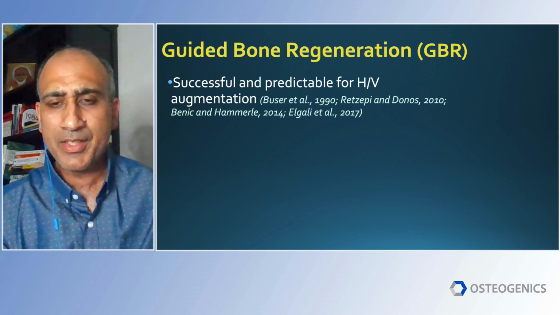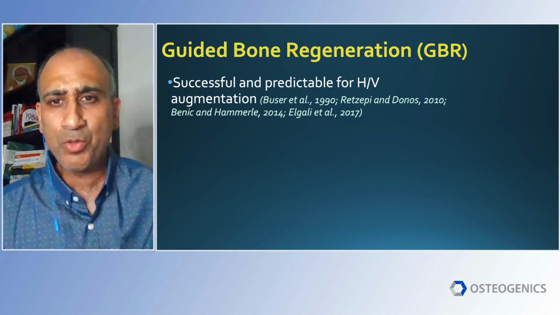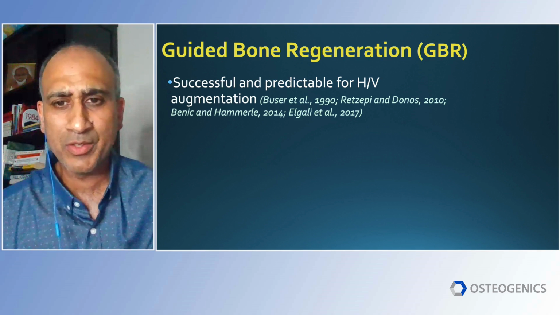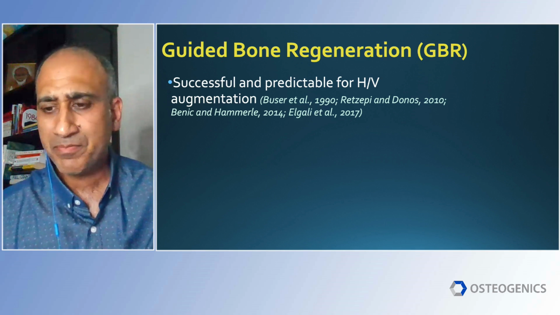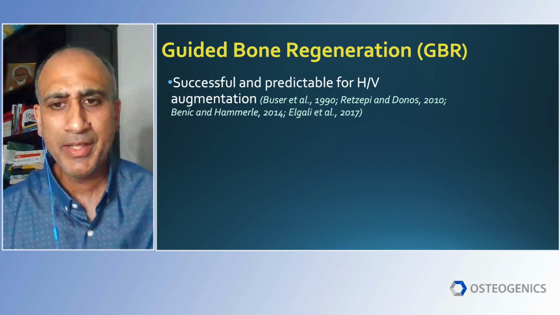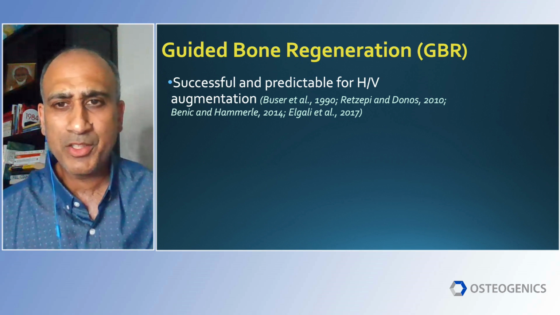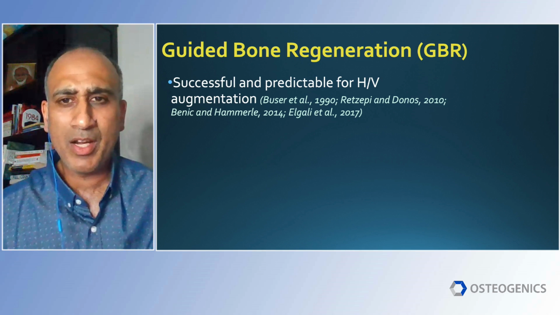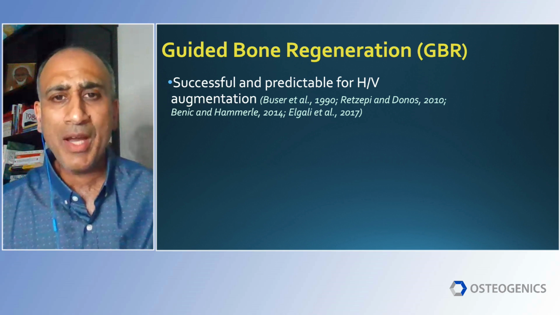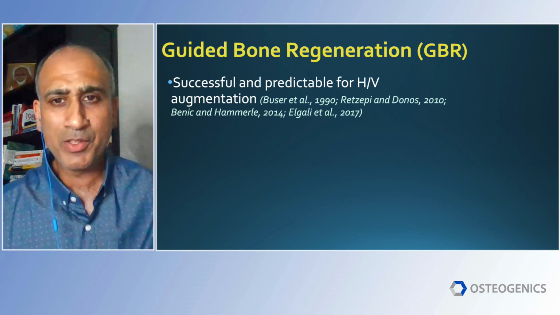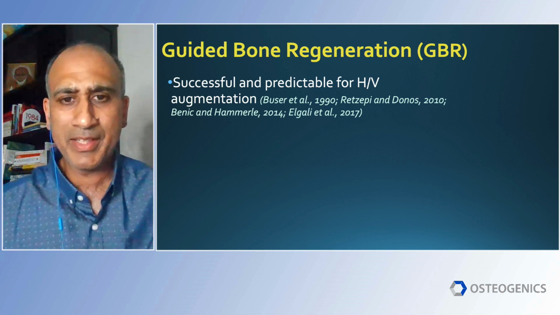And over the years, there's a whole host of literature showing how successful and predictable it is for both horizontal and vertical augmentation. Now, admittedly, there's more literature in the space for horizontal bone regeneration, but over the last 15, 20 years, with the work of people like Dr. Istvan Urban, we now know that vertical augmentation as well can be quite predictable. And all you have to do is follow proper fundamentals and principles of bone biology and respect bone healing.